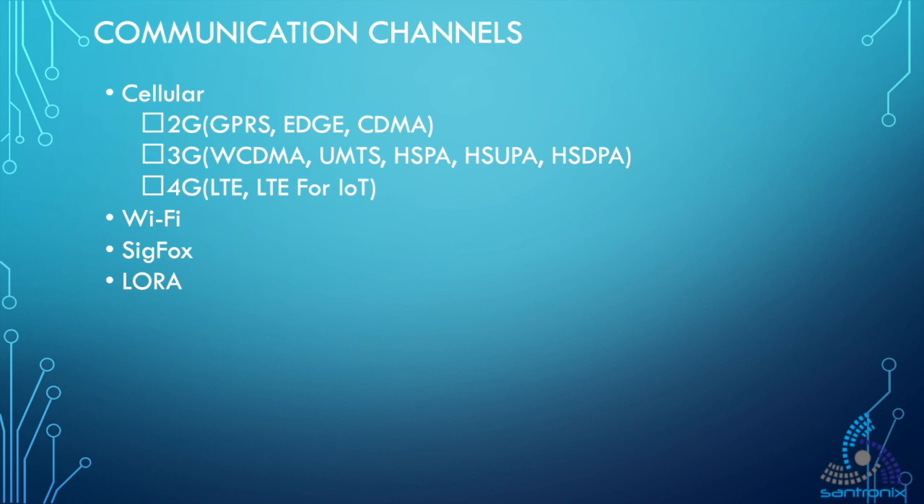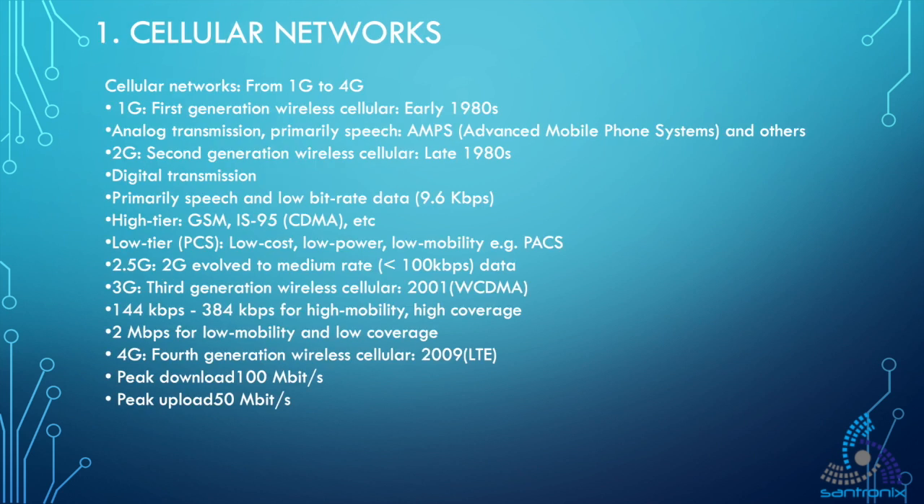Then another type of communication channel is Wi-Fi, which is widely used in every home nowadays. Then there is Sigfox, which is very specific to European markets, and then there is LoRa, which is a long-range communication channel. So let's cover cellular networks now.